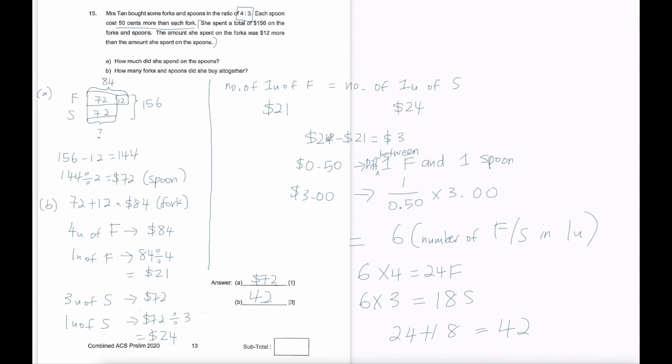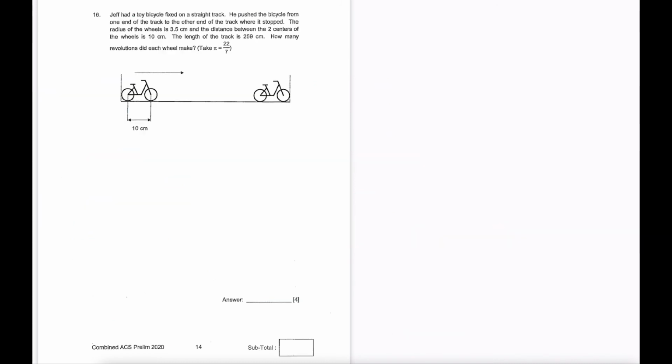So this part might be a bit complicated. So I'll try and repeat again. So 50 cents is the difference between one fork and 1 spoon. Okay? But in one set, it's $3 difference. So for $3 difference is the difference between 6 spoons and 6 forks, which also means that there are 6 forks or spoons in 1 unit. Okay? So I'm going to move on to question 16.